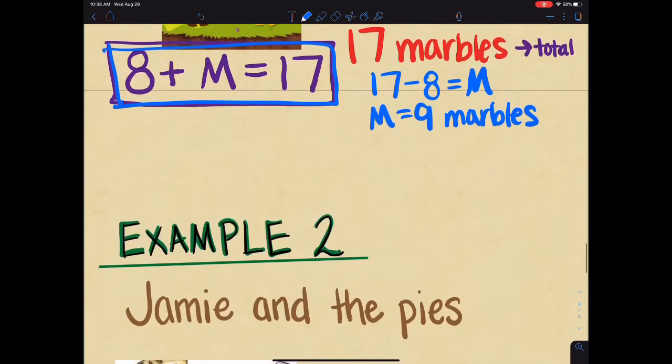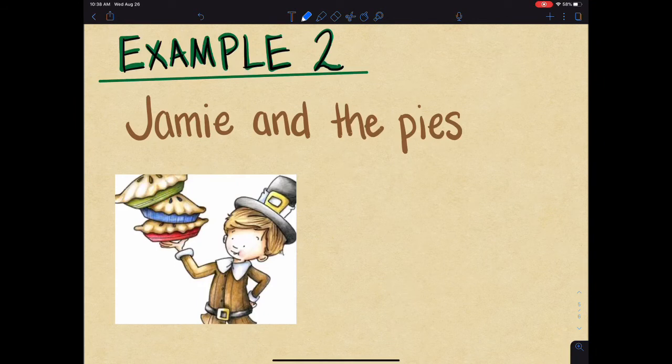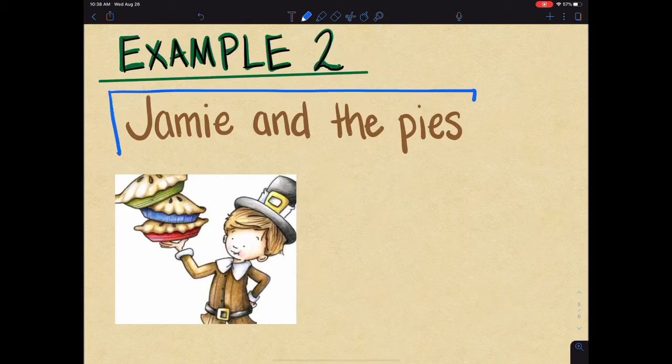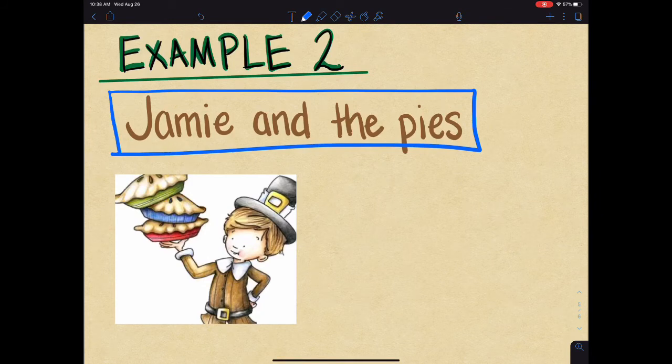Okay, let's go on to example 2. Example 2 is another story problem, so I gave it a title and I am calling it Jamie and the Pies. Okay, so here comes the story. Jamie had some pies. So I'm just going to write, he had some pies. It doesn't tell us how many he started with, but it just said, Jamie had some pies. Then Frank gave her 5 more pies.